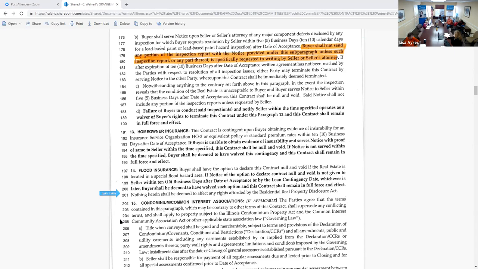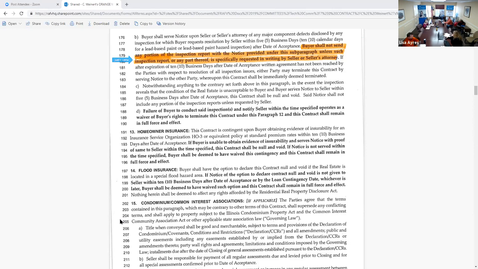Now, remember, there are 20 people on this committee. We didn't all agree on some of these things. I personally feel if you're going to ask my seller to give you a credit or to make repairs, my seller is going to want to see what the problem was, want to see that it was referenced by the inspector.